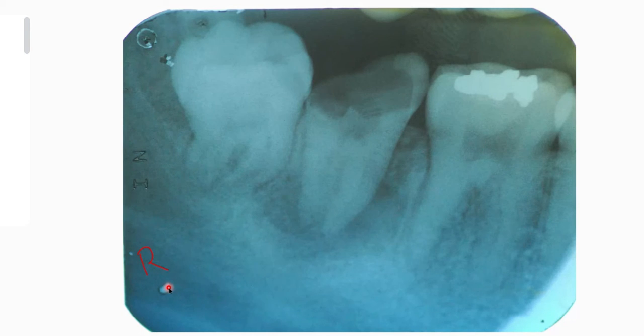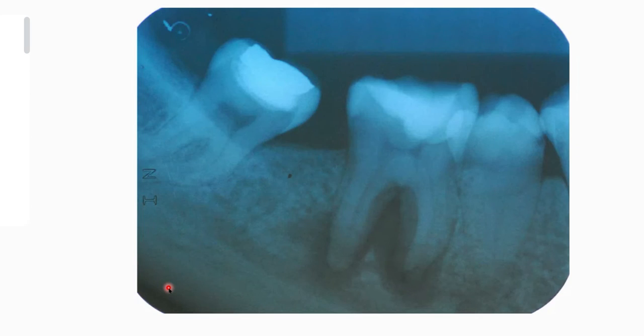Okay. Can you go to the next? This is the next one. The question asked was, what is your differential diagnosis? Yes, students? Okay. The differential diagnosis for this tooth, what is it? Any idea? Come. Chronic apical periodontitis.